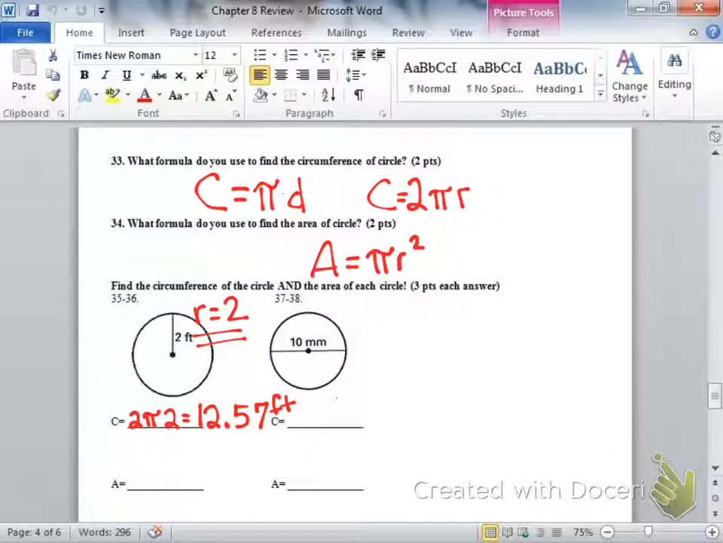Alright, how do you find the area on that one? Pi times what? Squared. Yeah, pi times the radius squared. Pi r squared. This is kind of interesting though. Does anyone know what 2 squared is? 4. Does anyone know what 2 times 2 is up here? 4. So actually the circumference and the area should be the same on this one.